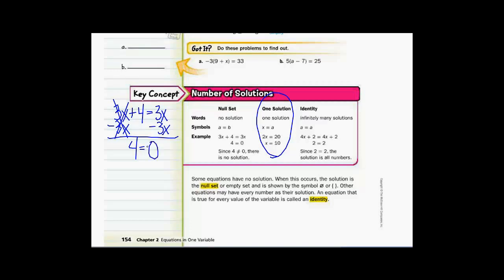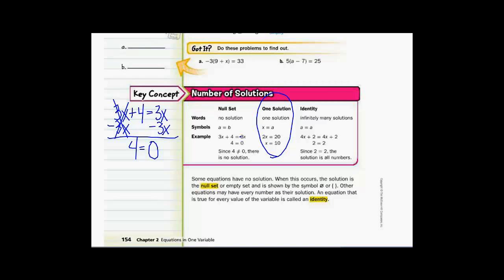So surely you can tell me that 4 can never equal 0. It doesn't matter what I put in here for x. If I put in a 2, so 2 times 3 is 6 plus 4 is 10, that will never equal 6, ever. Doesn't matter what value you put in for x, they will never equal each other.